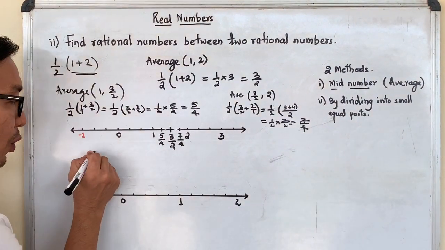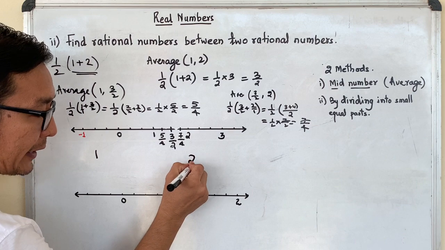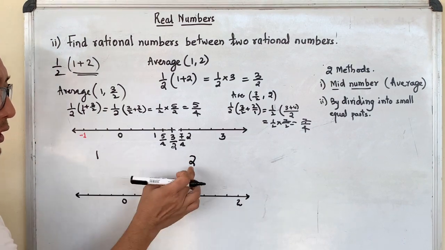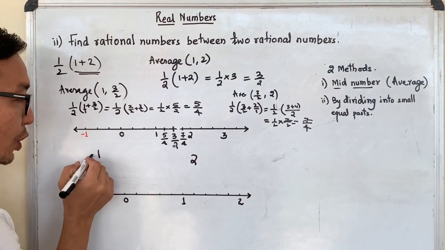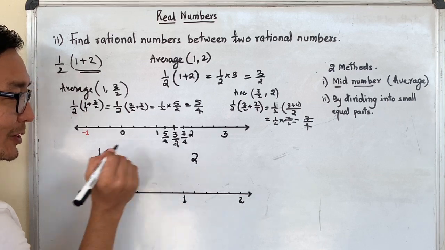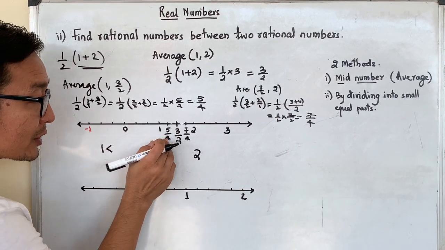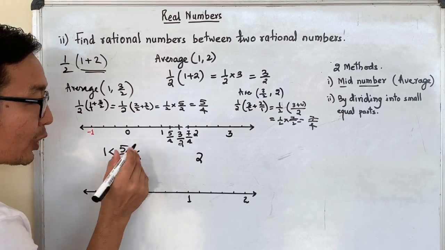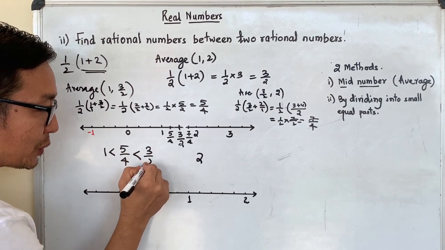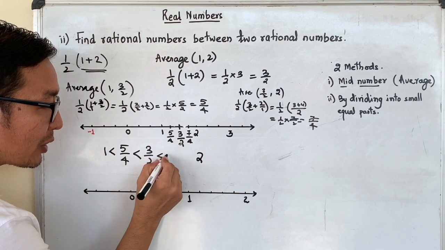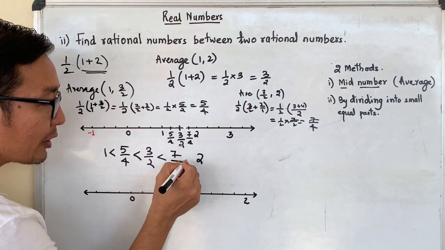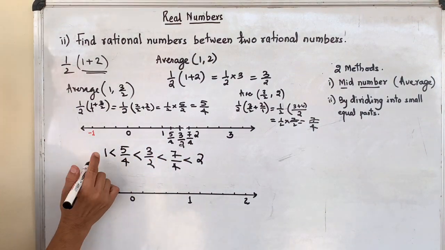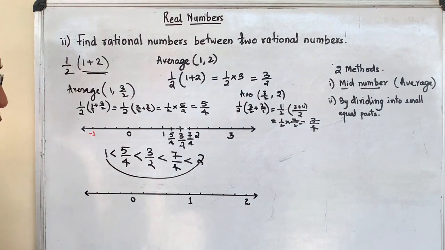So one is less than 5/4, 5/4 is less than 3/2, 3/2 is less than 7/4, and 7/4 is less than two. So this is how we get rational numbers between two rational numbers.